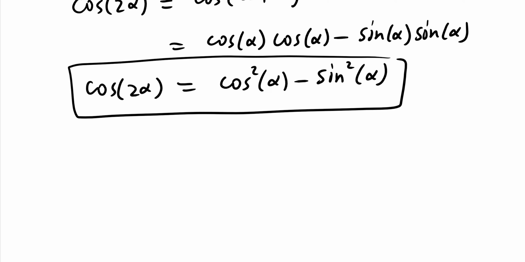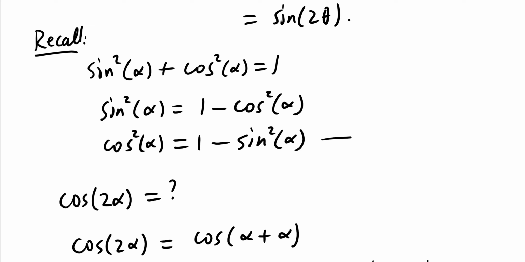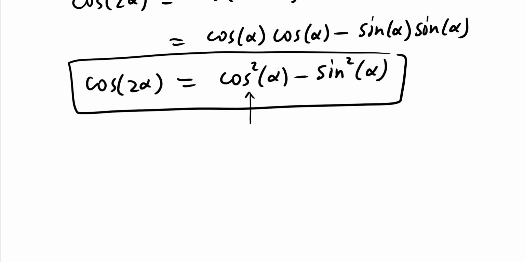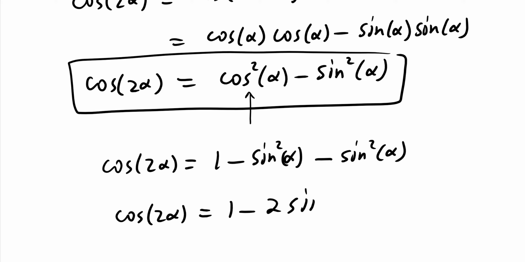Can I get a different formula? Is there a different formula for this? Yes, what we can do with cosine square, if you like, you can replace it with 1 minus sine square using that formula. So then cosine 2 alpha is 1 minus sine square alpha, and then minus the other sine square alpha. So that tells us cosine 2 alpha is 1 minus 2 sine square alpha.